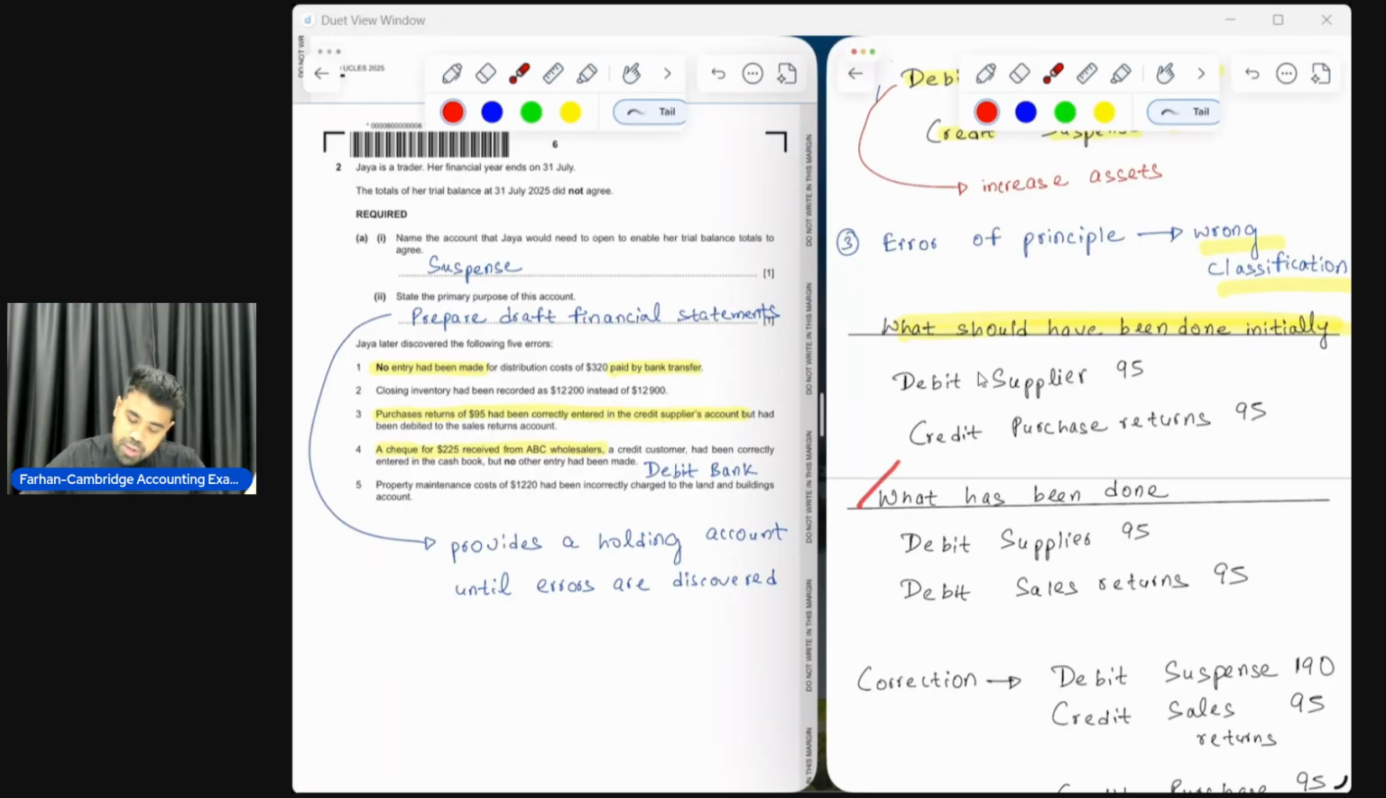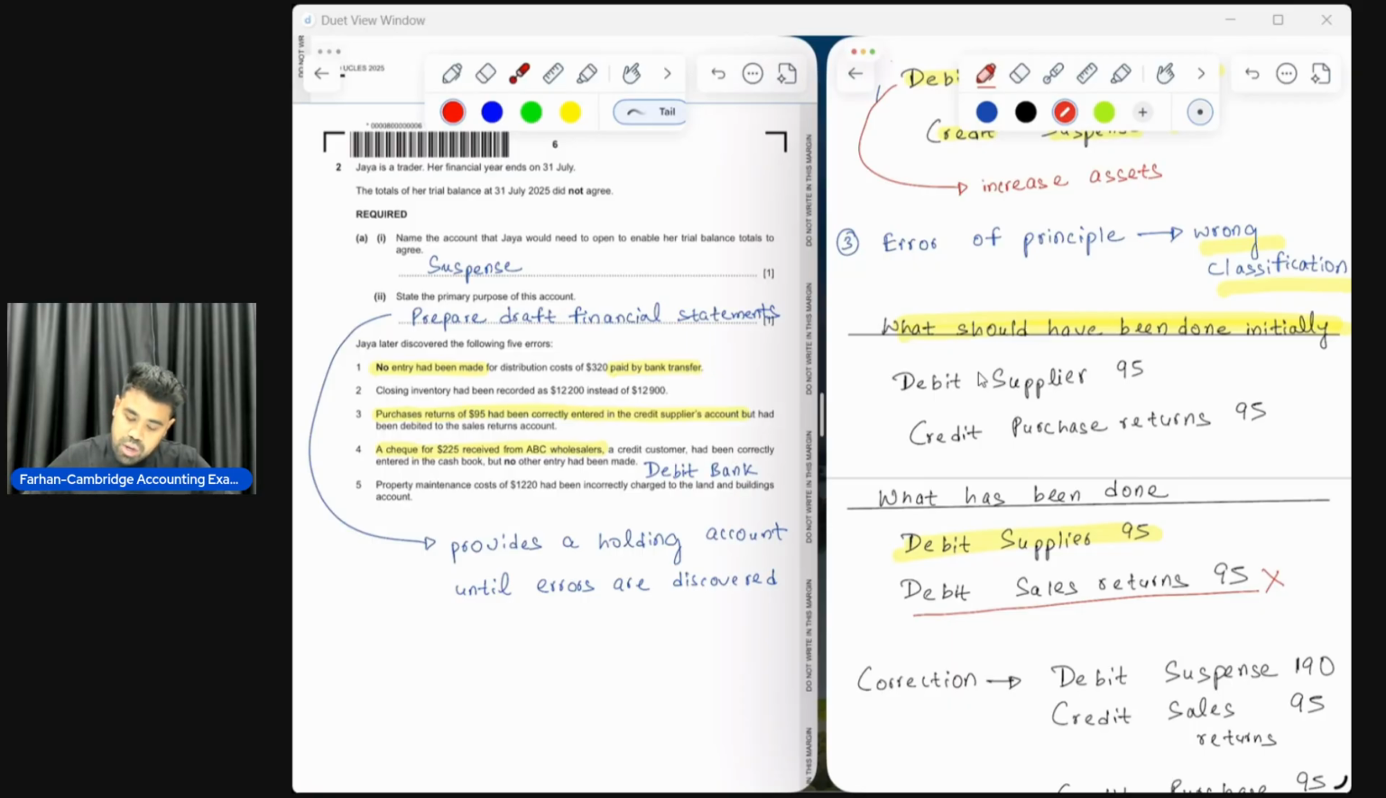Now, what has been done by our bookkeeper is that our bookkeeper recorded the correct entry in the supplier account where the obligation of the liability was reduced. Therefore, the supplier account was debited by $95, but our bookkeeper missed out on the purchase returns and instead recorded the entry in the account of sales returns where the sales returns account was debited by $95, right? So that is a mistake which we have to fix.